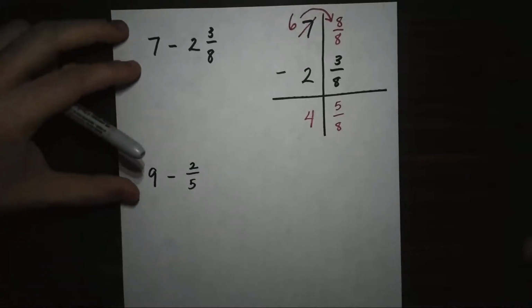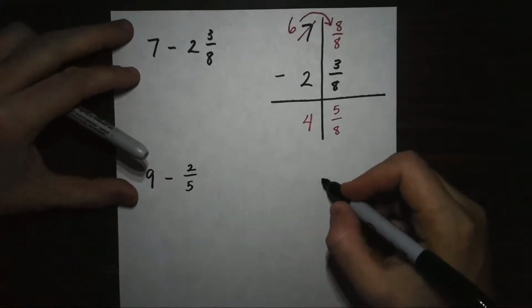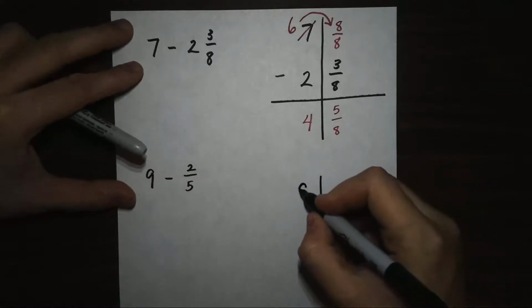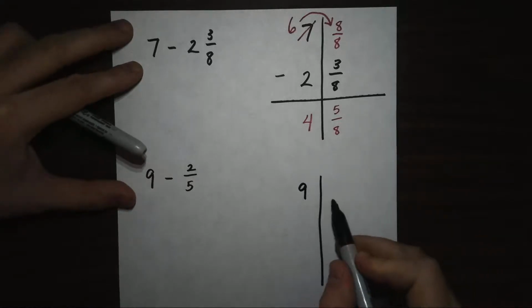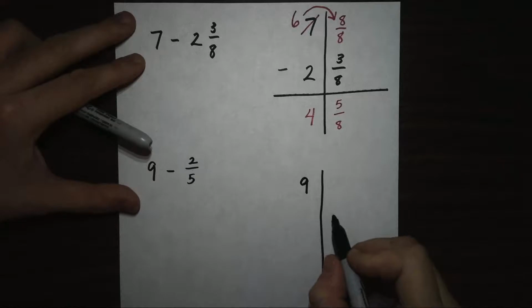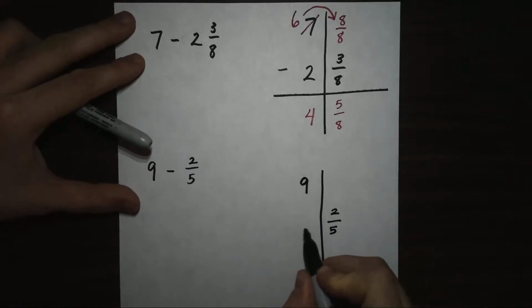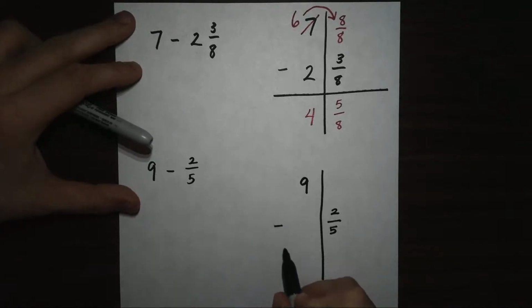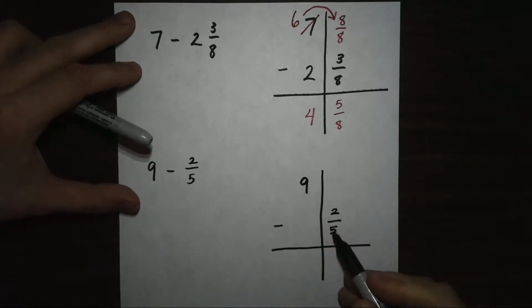In my next problem, I have 9 wholes minus 2/5. Again, I'm going to go ahead and set this up with the 9 in the whole number column, and it has no fraction with it, so there'll be nothing over here. And I'm going to put the 2/5 in the fractions column down here. It does not have any whole number with it, so it's just a fraction without any whole number. So here's my problem, 9 wholes minus 2/5.